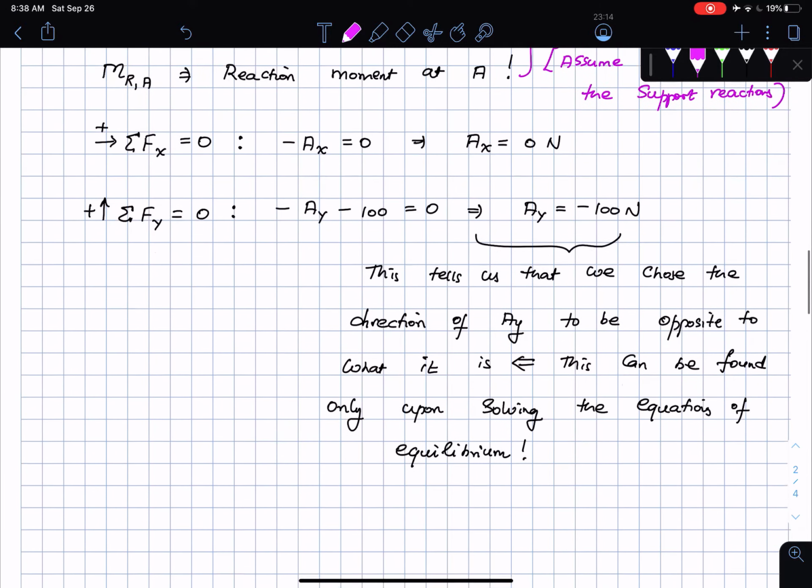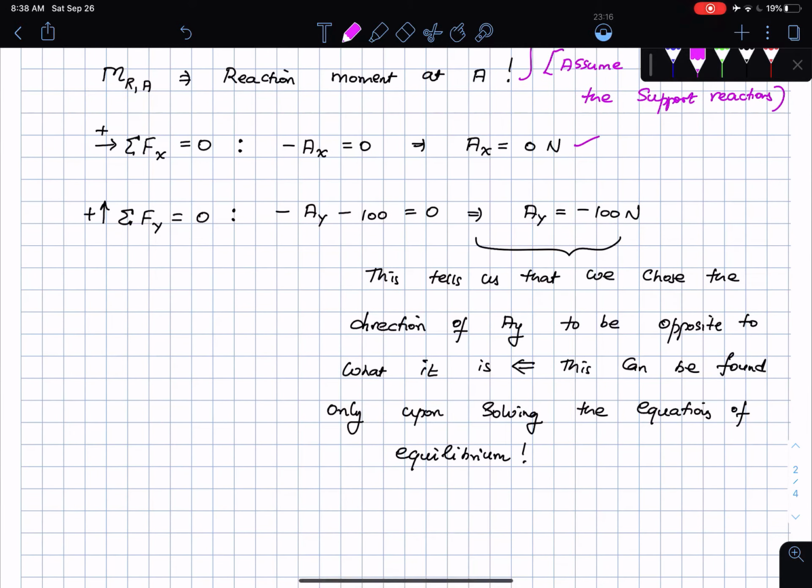After I sum forces in the x direction, I get AX is equal to 0. After I sum forces in the y direction, I get AY is equal to minus 100, which tells me that AY is actually not pointing down, it's pointing up. But that's okay, because I did not know this to begin with, and I let the equations tell me the truth. The equations cannot lie. I can lie to myself, but the equations never lie.